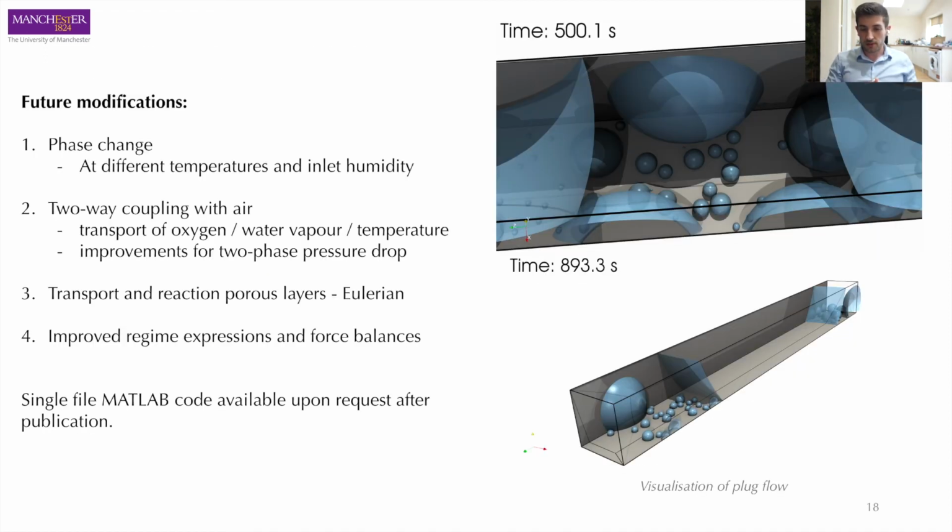So, future modifications that I'd like to add to this model. I'd like to add phase change at different temperatures and inlet humidities. And I'd also like to include two-way coupling with air, so that includes the transport of oxygen and water vapour along with temperature, and improvements to the two-phase flow pressure drop. I'd also like to introduce transport into the porous layers with reaction, and also improve the force balances and analytical equations. So this is in a single MATLAB code, so if anyone would like to use this, then it'll be available upon request after the publication.